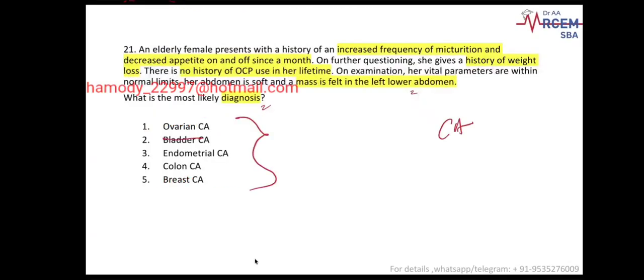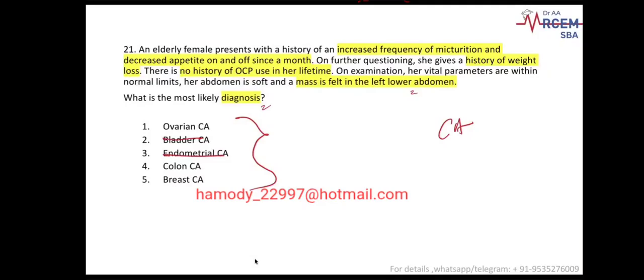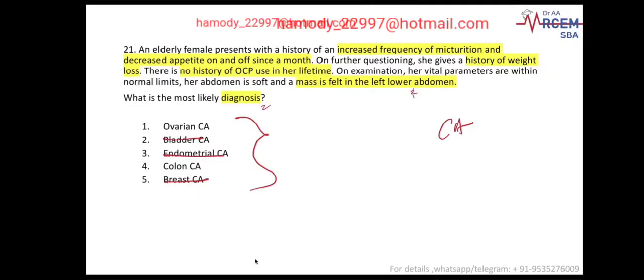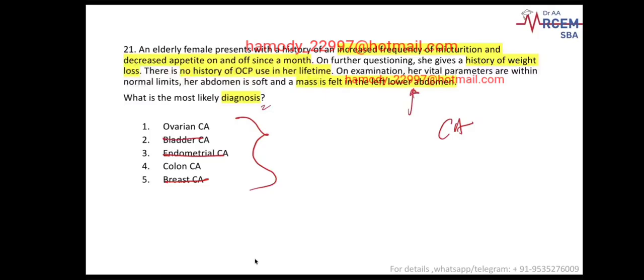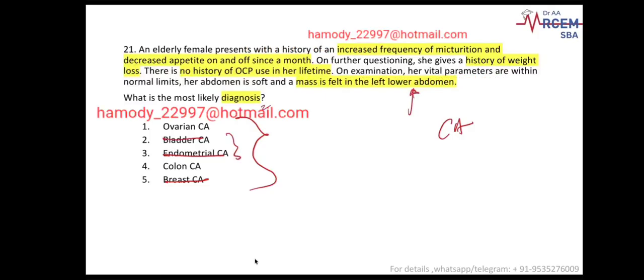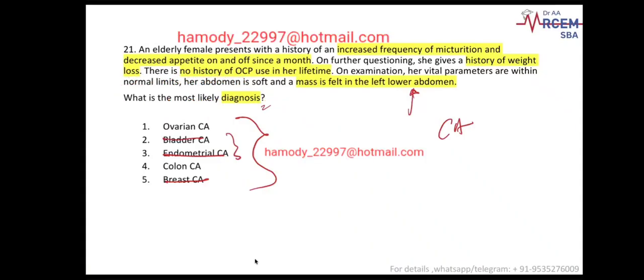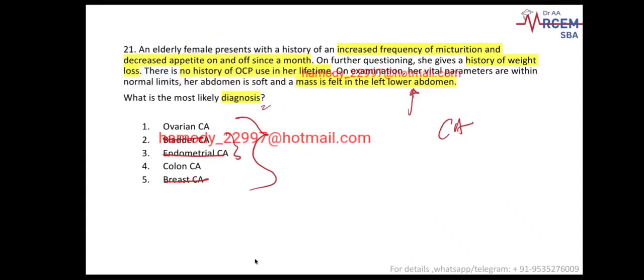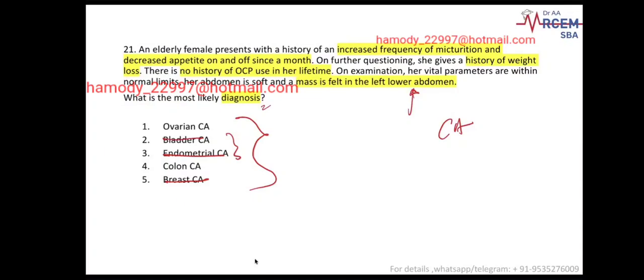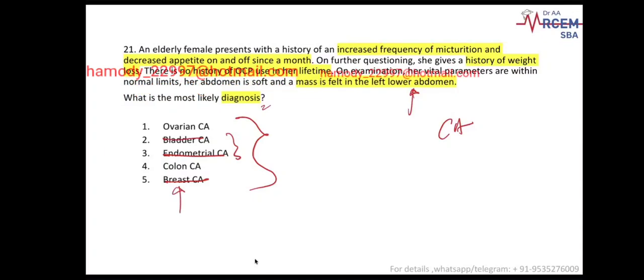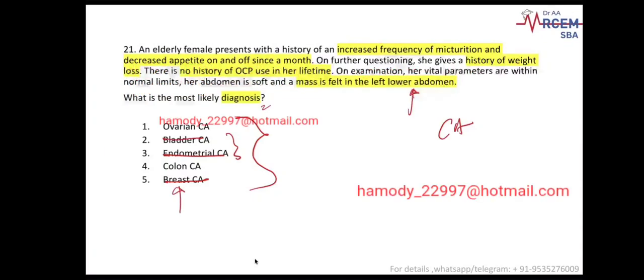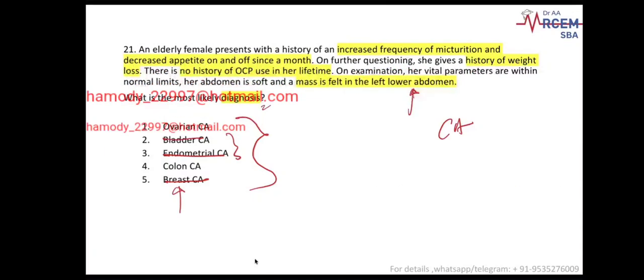Bladder, endometrial carcinomas, breast CA. This can be ruled out because the mass is seen in the left lower abdomen. Usually a suprapubic mass will be seen, or something suprapubic or in the middle lower abdomen. In the middle you would be seeing a bladder CA or endometrial CA. In a breast CA, it will not be in the lower abdomen. It will not be on the left side or right side of the lower abdomen.